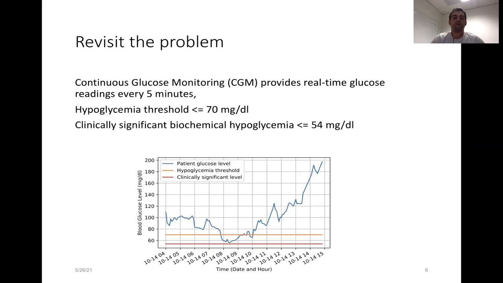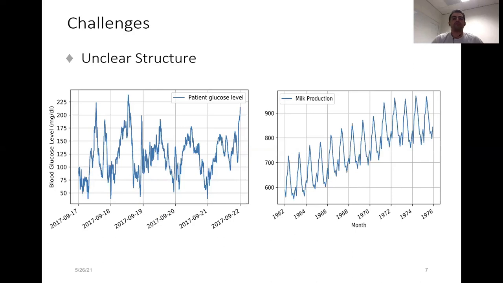So to revisit the problem, we want to be able to detect when the blood glucose is going to be lower than a certain threshold or higher than a certain threshold, or in general, we want to be able to forecast the blood glucose in future given the history. But what are the challenges?